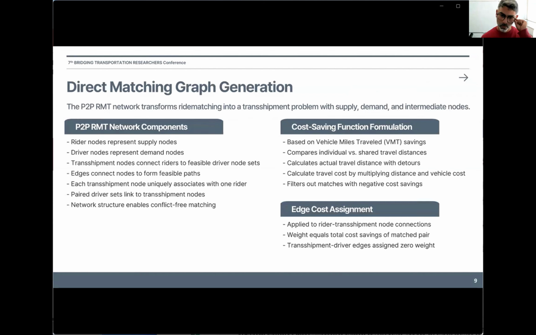This slide discusses the structure of the peer-to-peer ride matching graph and the cost-saving function. The network acts as a flow problem, where riders act as supply nodes, drivers act as demand nodes, and transshipment nodes connect riders and drivers. The cost-saving function calculates the distance saved by ride sharing, comparing individual trips to the shared trip. The edge weights represent the benefit of sharing a ride, and negative cost edges are discarded. The optimization then seeks to maximize cost saving by selecting the best matchings.